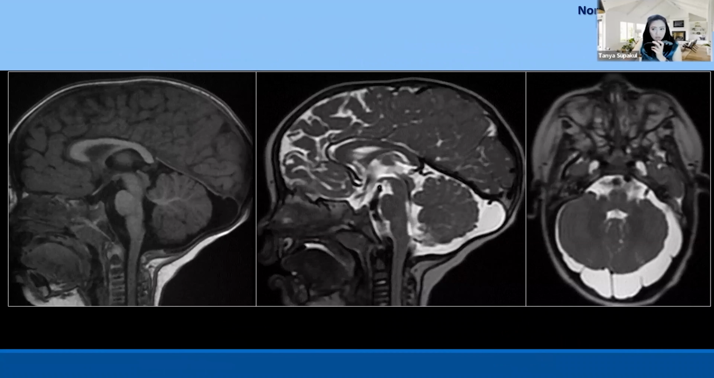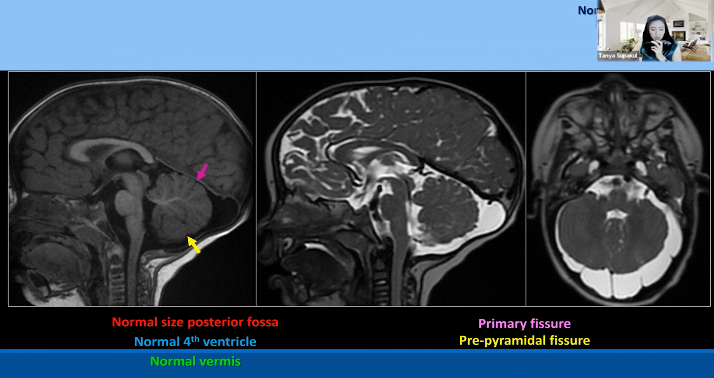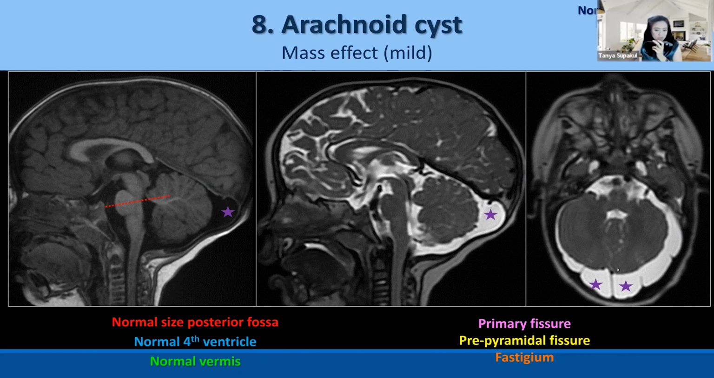This is another patient, normal posterior fossa here, normal fourth ventricle, normal cerebellar vermis, right? But you see something here. So you check the fastigium. Is this a normal position of the fastigium, right? And then you see there is some cystic space posterior to the posterior fossa, which also has some mass effect on the adjacent brain parenchyma, and some mass effect as scalloping of the inner calvarium. So this is an arachnoid cyst. It's a posterior fossa cystic lesion with a mild mass effect on the adjacent brain parenchyma.